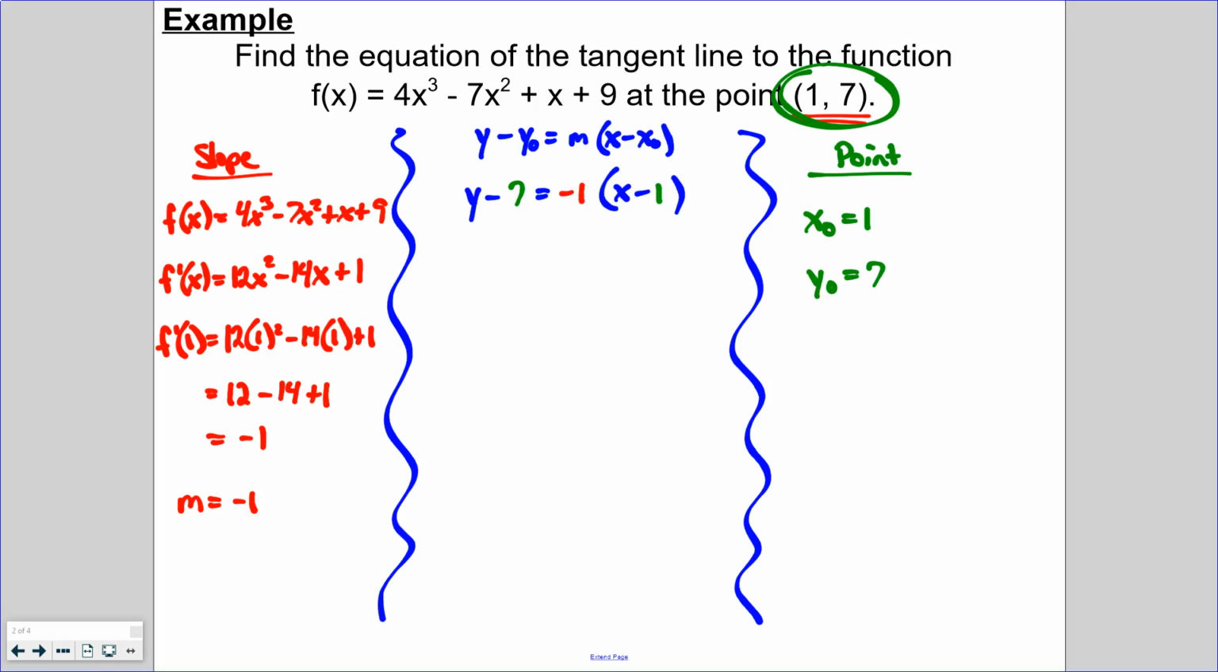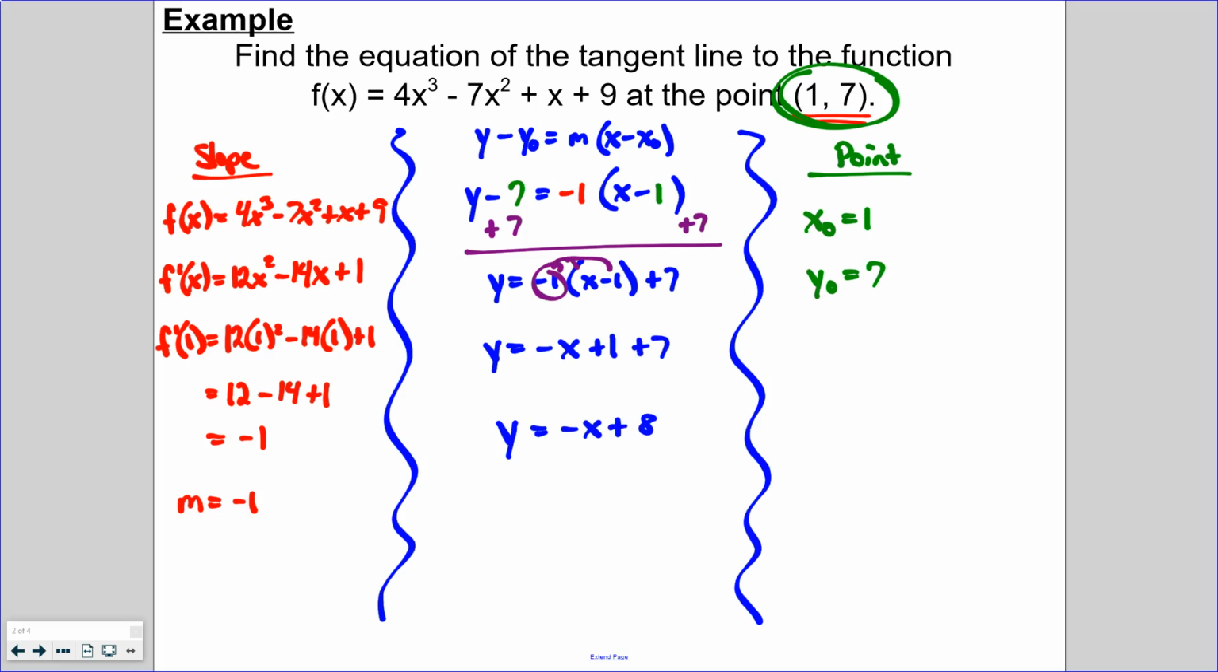Now, this is a perfectly acceptable equation of a tangent line. However, sometimes a teacher does like you to put it in slope-intercept form, so we're going to go ahead and do that right now. So first thing we're going to do is we're going to add the 7 to both sides to get the y by itself. And this can give us y is equal to negative 1 times x minus 1 plus 7. Well, then from here we can take the negative 1, we can distribute it in, and we'll get y is equal to negative x plus 1 plus 7, or y is equal to negative x plus 8 as the equation of the tangent line to the function at the point 1, 7.